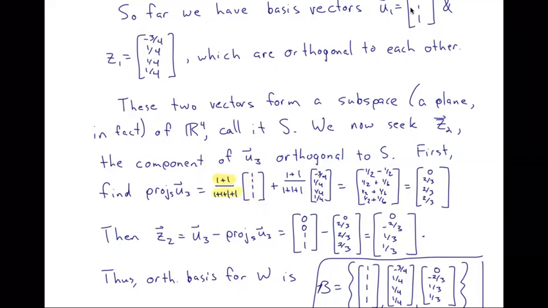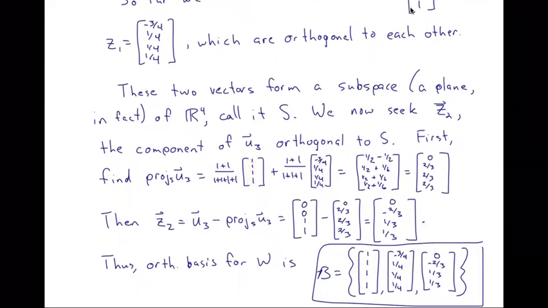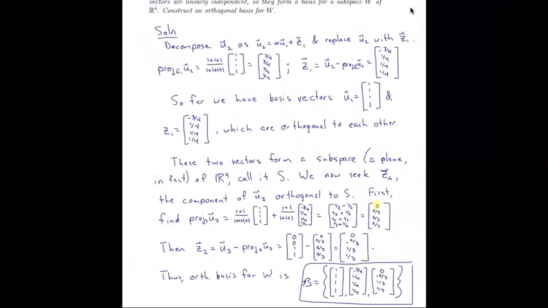And remember, this is U3 dot U1 over U1 dot U1, times U1, the vector here. And then we've got U3 dot Z1 over Z1 dot Z1 times the vector here, Z1. So what we arrive at out of this is the following. We have, well, this arithmetic to simplify, we end up with 0, 2/3, 2/3, 2/3. So that's our projection of U3 onto the subspace S.